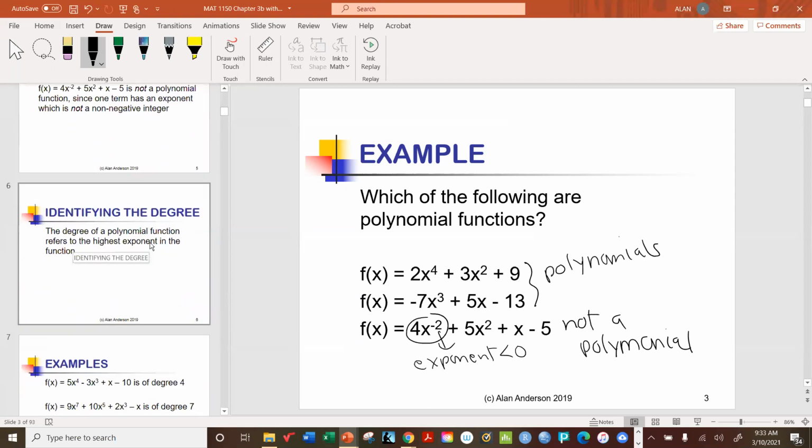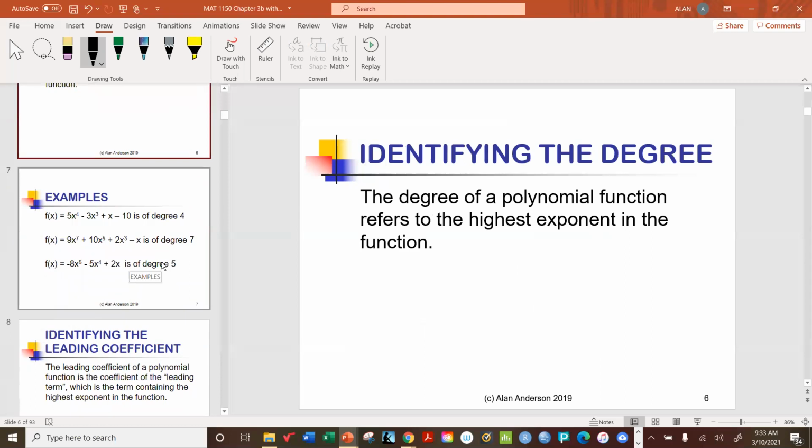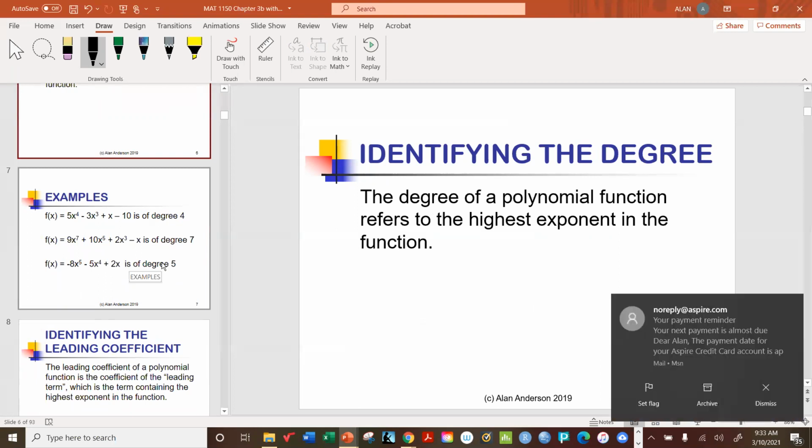All right, so the degree is a very simple idea. We mentioned this before, or sometimes it's called the order. And so the degree of a polynomial is simply the highest exponent in the function. Couldn't be any more straightforward. So therefore, let's look at these examples here.